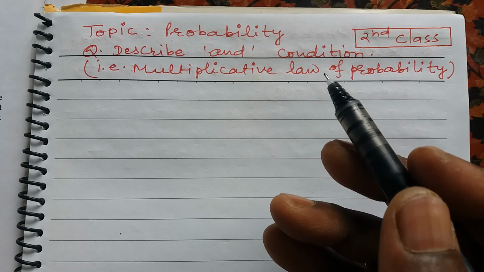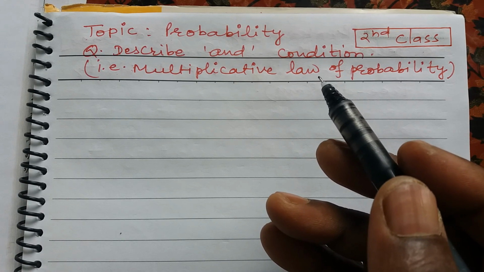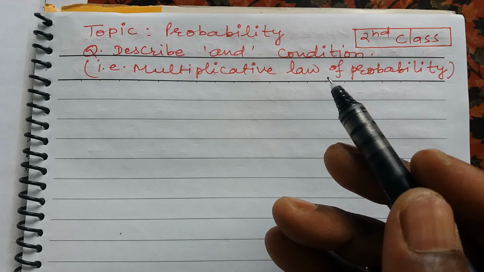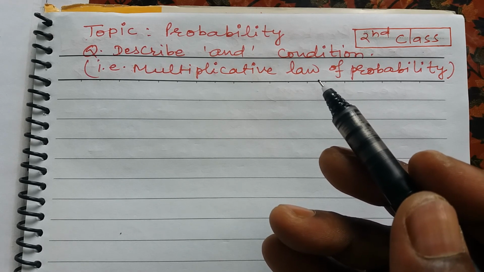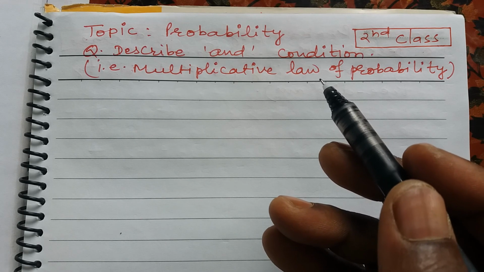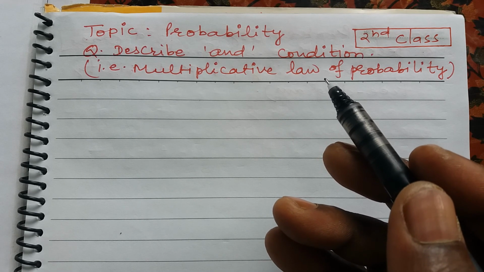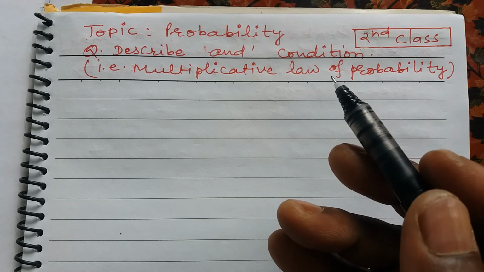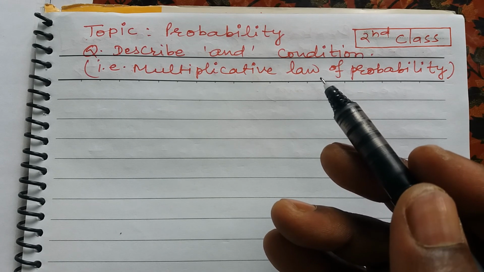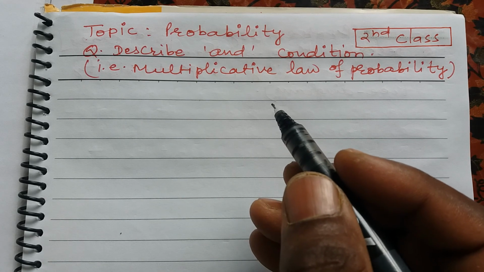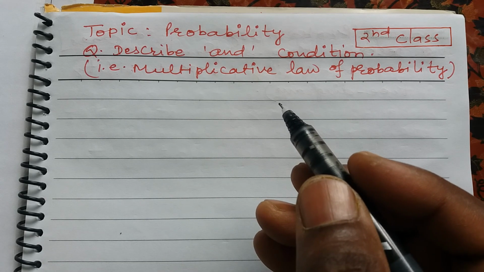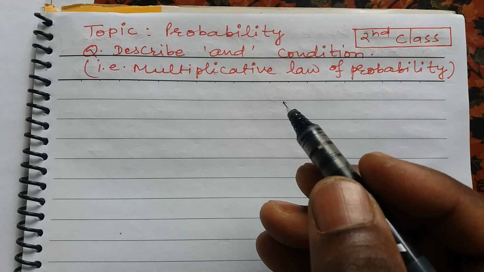Student, there are two laws. One is additive law of probability, which you have learned in the first class, and today you are going to learn multiplicative law of probability. Here in this law I will teach you about dependent events and independent events. Dependent events and independent events are the two parts of the multiplicative law of probability.